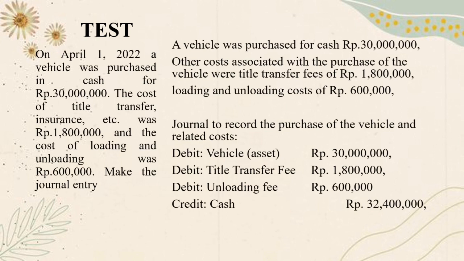So the next question is, on April 1, 2022, a vehicle was purchased in cash for 30 million. The cost of title transfer insurance was 1,800,000 rupees, and the cost of loading and unloading was 600,000 rupees. Make the journal entry.